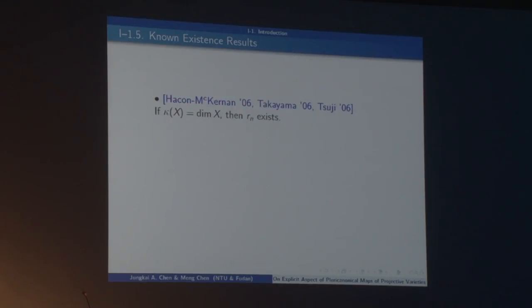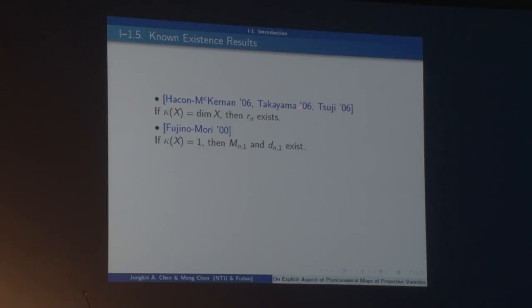Okay, so let me recall some previous known results about the existence of the Mori and Iitaka... So the general known result is by Hacon-McKernan, Takayama and Tsuji. It says that for varieties of general type, no matter which dimension, there exists such a bound.